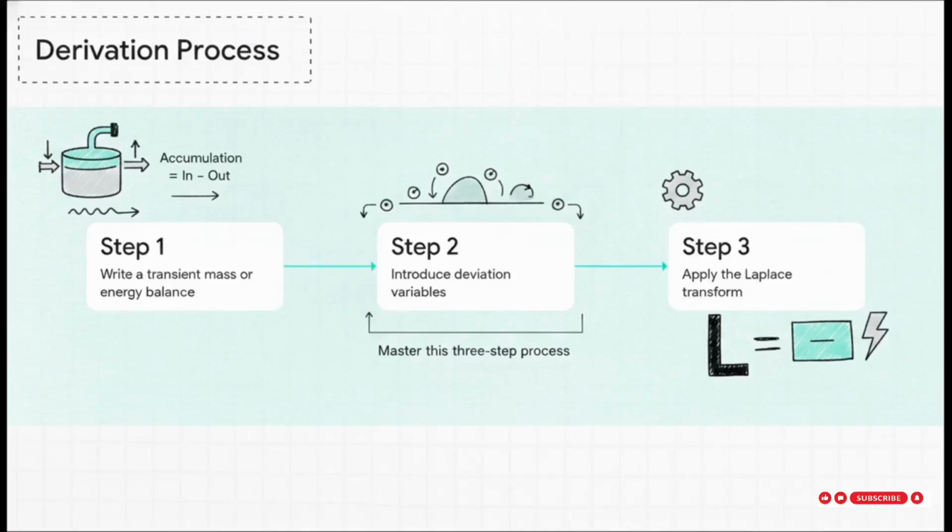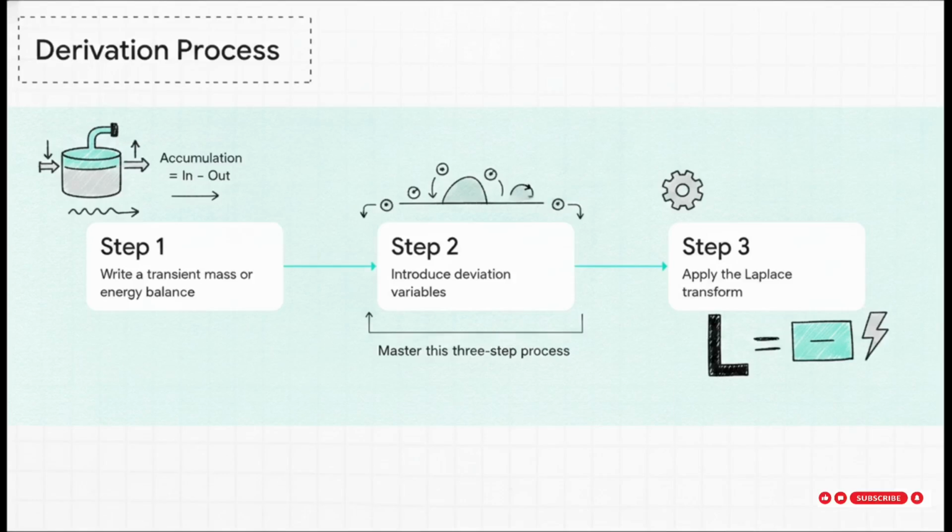Now, to derive the transfer functions for these real-world examples in your coursework, you are always going to follow these exact 3 steps. Seriously, consider this your derivation cheat code. Step 1, write a transient mass or energy balance. Basically, accumulation equals in minus out. Step 2, introduce deviation variables. This gets rid of your steady-state initial conditions, which cleans things up nicely. And Step 3, apply the Laplace transform to turn your messy differential equation into simple, clean algebra.